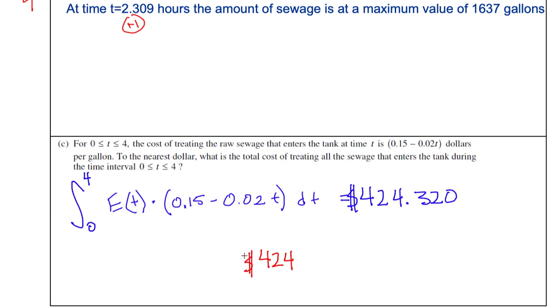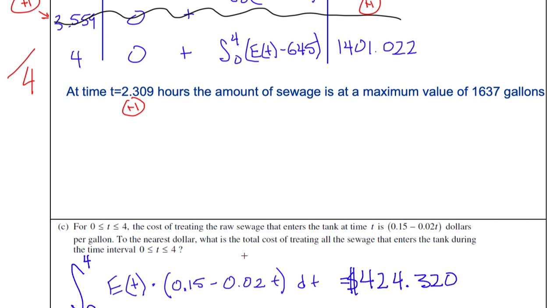Like if you think of yourself as a contractor, how much should I charge this person? You're going to charge them 424 bucks for 1,637 gallons of sewage. You should probably do more. Yeah, we should really charge more. The minus 0.02 t, you get a slight discount for every gallon that you have to dispose of.